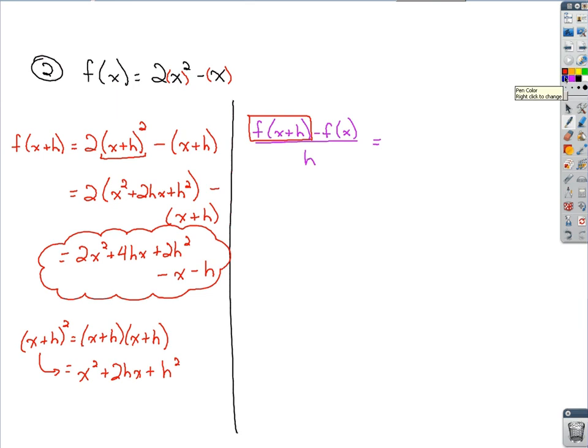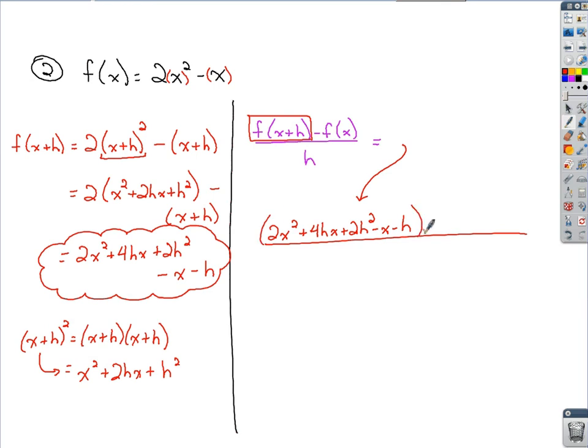So when that goes in, I'm going to have to bring this down a little bit. I'm going to run out of room. Set up a line here. F of x plus h. I get 2x squared plus 4hx plus 2h squared minus x minus h. There's your f of x plus h. We are subtracting from that f of x. F of x is the original function.